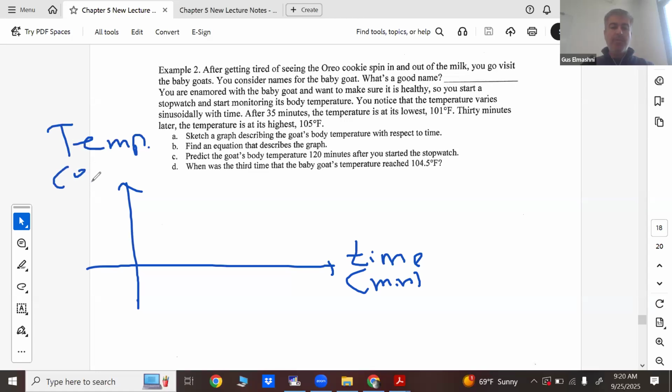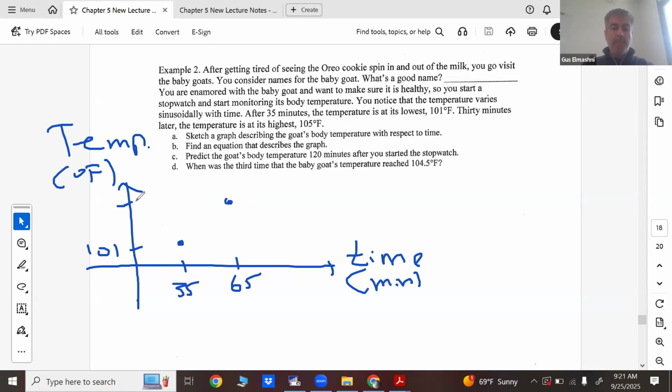And you're told, at 35 minutes, that was the lowest temperature. So that would be a low point of the sine curve, because sine curves have low points and high points. We know this. 30 minutes later, the temperature spikes to what? So that's going to be the high point at 105.